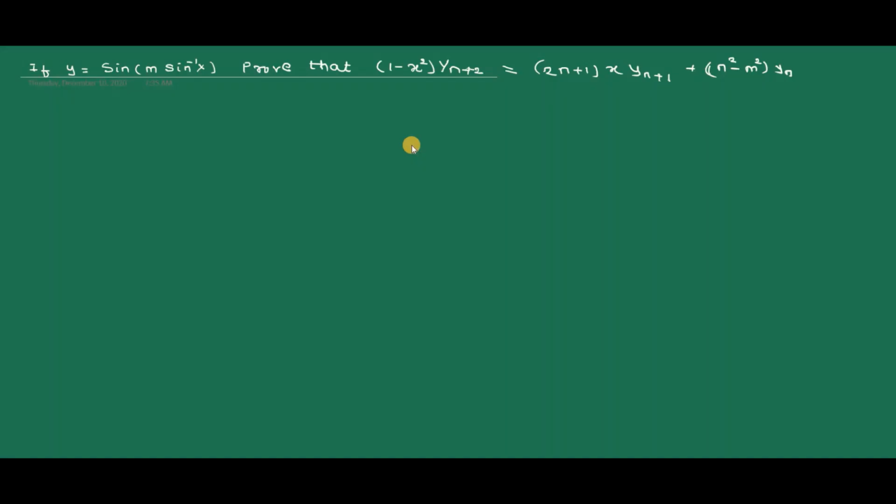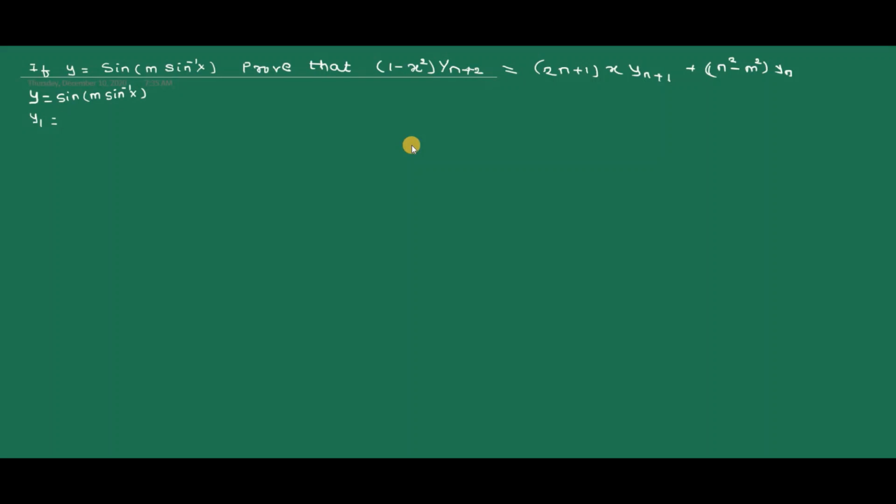Example: if y is equal to sin(m sin inverse x), prove that (1 minus x square) y_{n+2} is equal to (2n plus 1) x y_{n+1} plus (n square minus m square) y_n. For this, let y is equal to sin(m sin inverse x). Next, what is the differentiation of y?